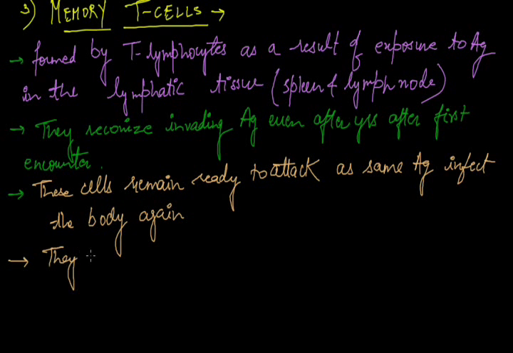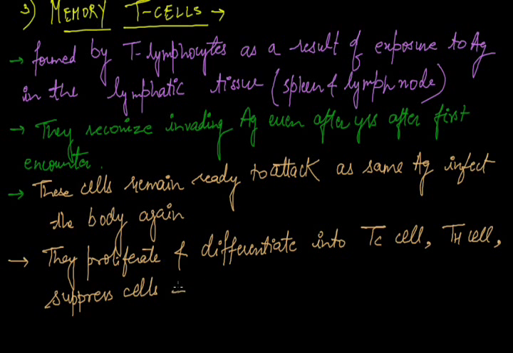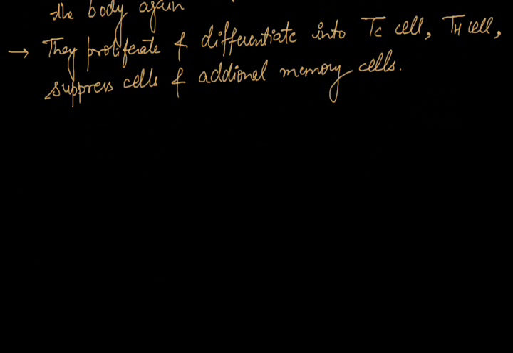Next, they proliferate and differentiate into TC cell, that is cytotoxic T cell, TH cell, that is helper T cells, suppressor cells and additional memory cells. All about the memory T cell.